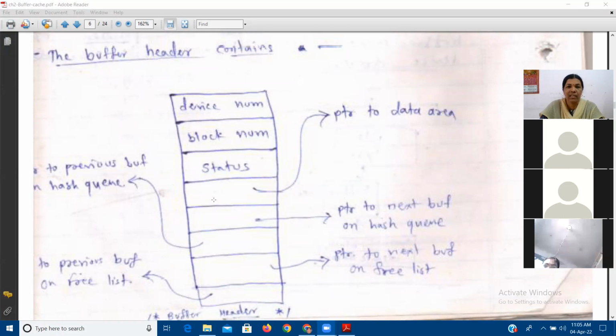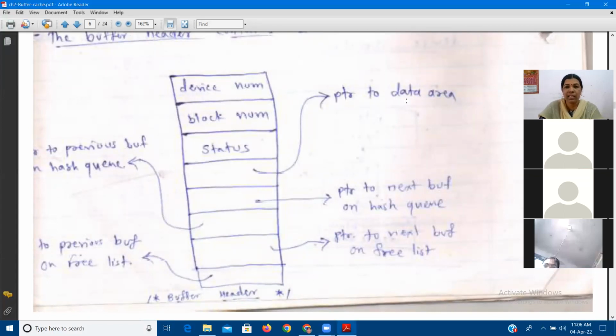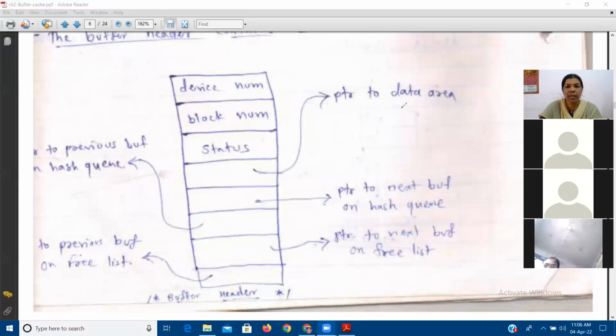Okay, so the buffer header consists of device number, the first field, block number, the second field, status, the third field, and after that 5 pointers are there. One pointer is going to the data area, and that data area is nothing but the memory area. Just now we discussed that each buffer consists of a buffer header and a memory area. So this data area is nothing but the memory area. Don't confuse between data area and memory area. In the earlier concept, we called this the memory area.